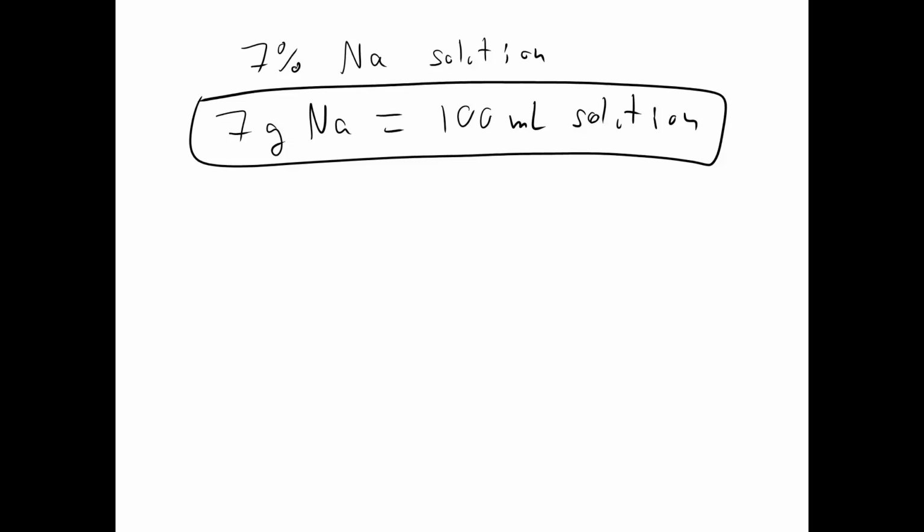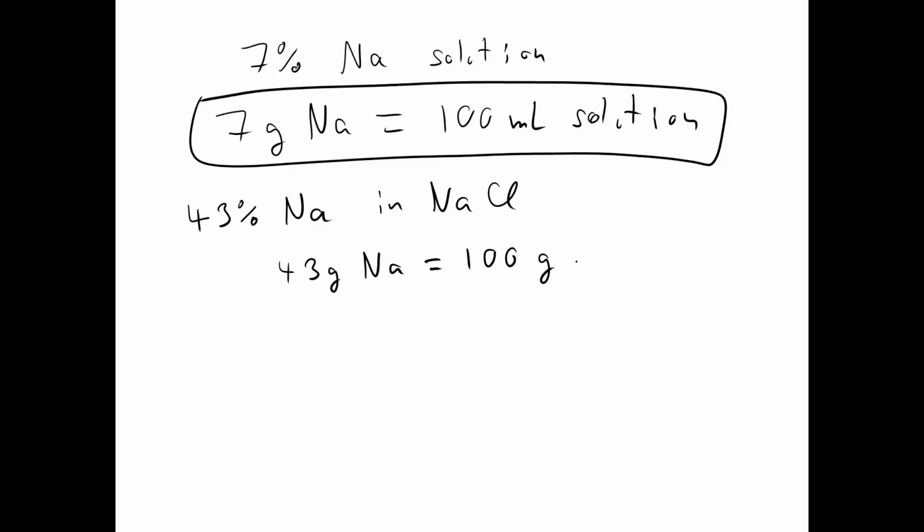Or if you have sodium chloride and you calculate, and I'm making this up, I'm guessing that 43% are sodium in sodium chloride. That means that there are 43 grams of sodium equal to 100 grams of sodium chloride of total, right? Here's the total, and this is your part.